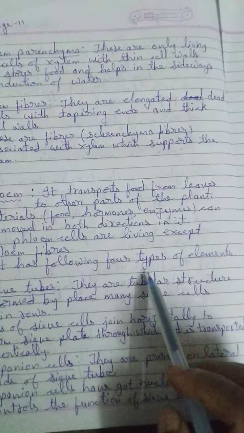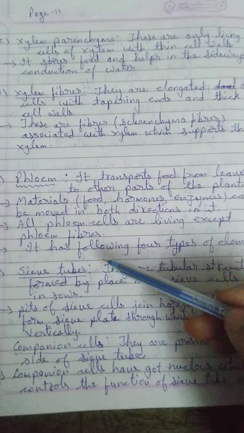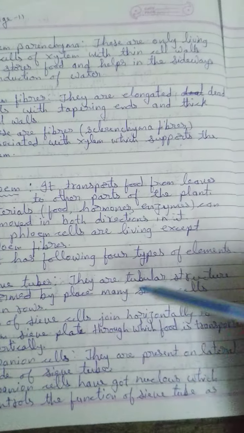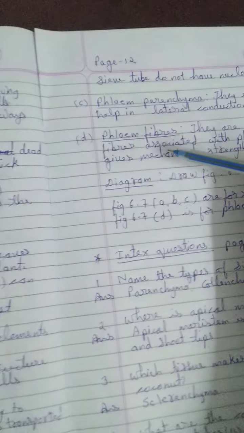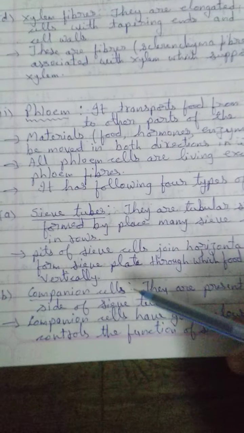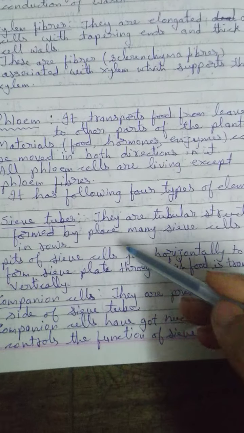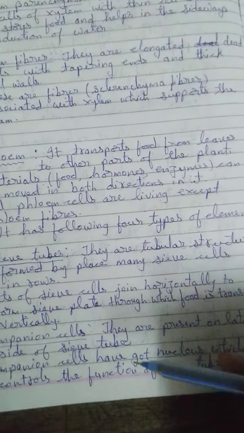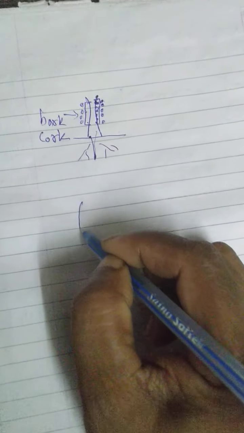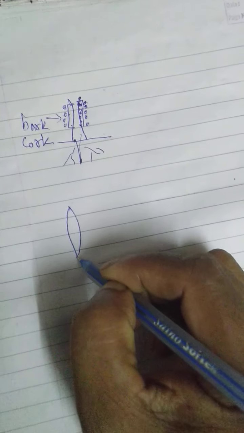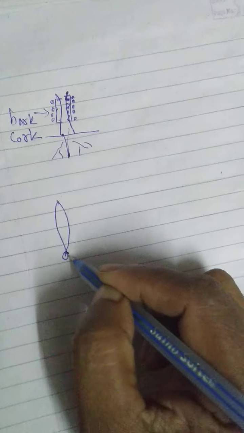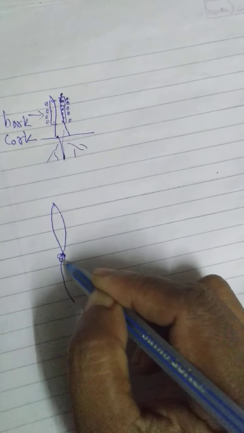It has four types of elements, four types of cells: sieve tube, companion cell, phloem parenchyma and phloem fibers. Sieve tubes are actually formed by the sieve cells. Now how are they formed? The sieve cells look like the tracheids of the xylem. They also have tapering ends. Suppose this is one of the sieve cells, and then another sieve cell will be here with the pit. These are the sieve cells.